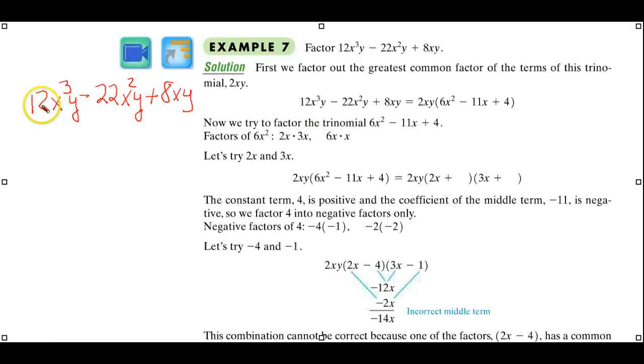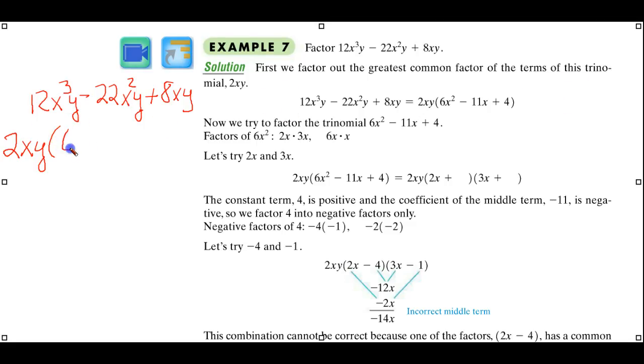Looking at this, I could take a 2 out of each one of these. I couldn't take a 4 out of all of them, so the largest common factor that I can factor out is 2. Then I have x to the third, x to the second, x. So I could factor out an x. And then each of these terms has a y. So I now get 12x, no, I got carried away there.